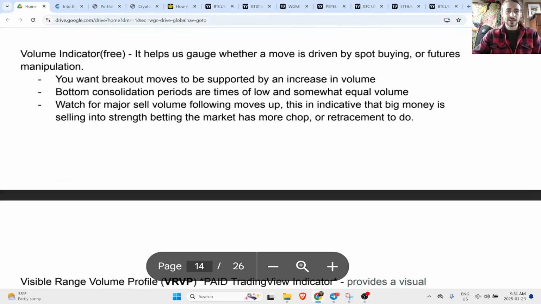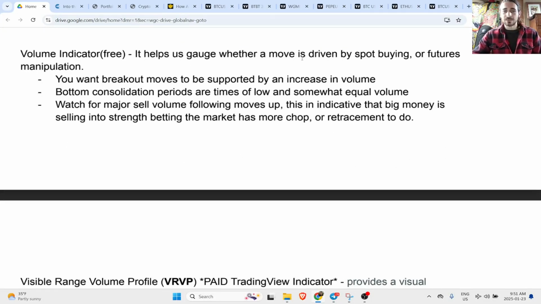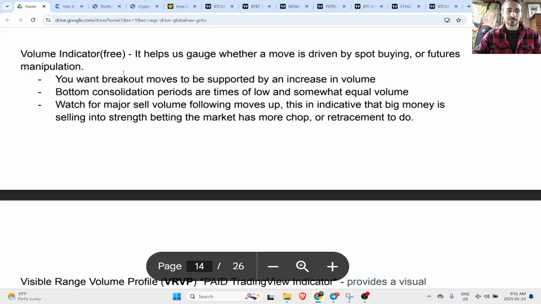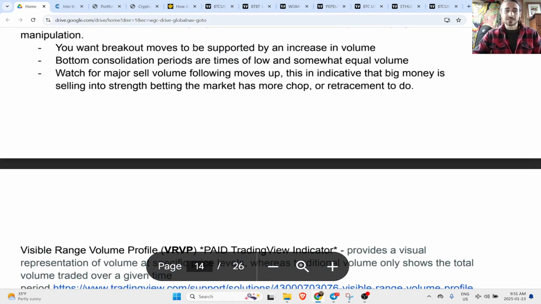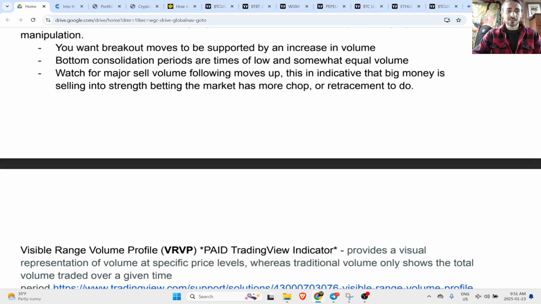The volume indicator, free, helps us gauge whether a move is driven by spot buying or futures manipulation. So you want to see breakout moves supported by a large increase in volume. You want to see bottom consolidation periods.